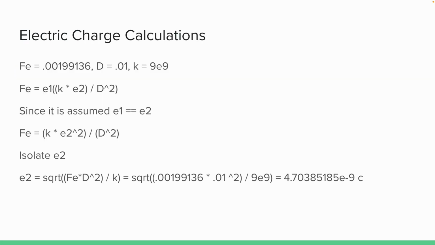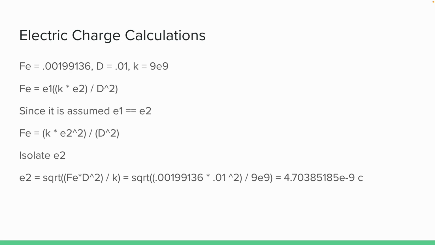Here is how I calculated. Fe, as previously stated in the previous slides, is approximately equal to 0.002, and d, the distance between the two tapes during the float, was 0.01. K, in this example, is Coulomb's constant, which is 9e9.